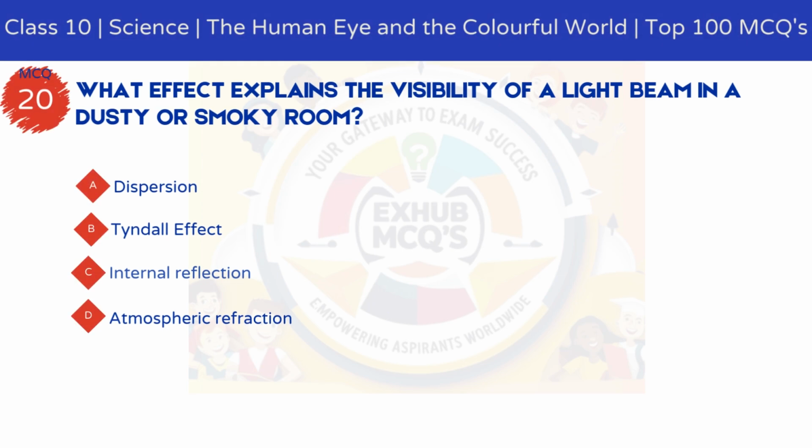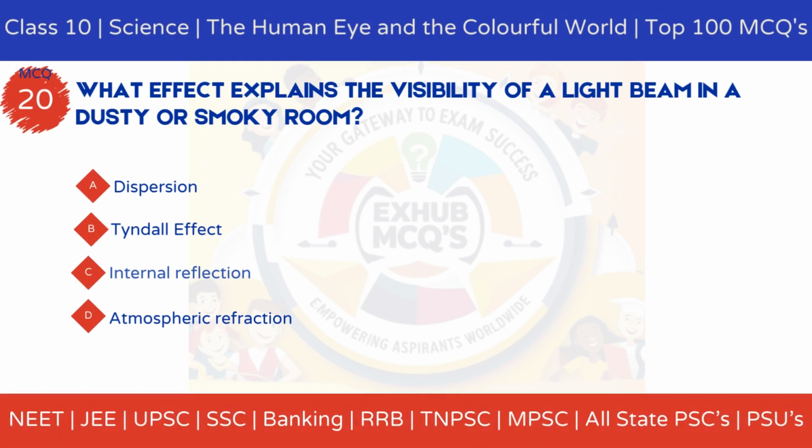MCQ 20. What effect explains the visibility of a light beam in a dusty or smoky room? Option A, dispersion. Option B, Tyndall effect. Option C, internal reflection. Option D, atmospheric refraction.